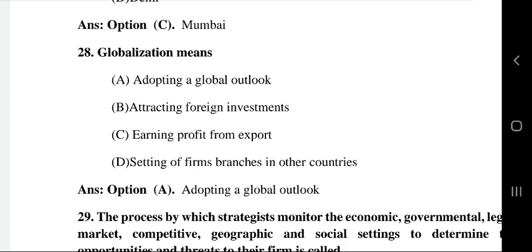Globalization is growing economic interdependence of countries worldwide through increasing volume and variety of cross-border transactions in goods and services, and of international capital flows, and also through the more rapid and widespread diffusion of technology.